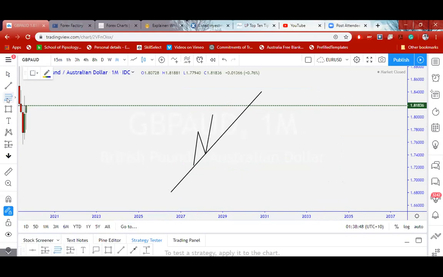Okay, what is the pattern? Bullish M. Come on, guys. Head and shoulders. Yes, it's going to be a head and shoulders reversal. Okay, where do you need to put the Fibo? High to low.